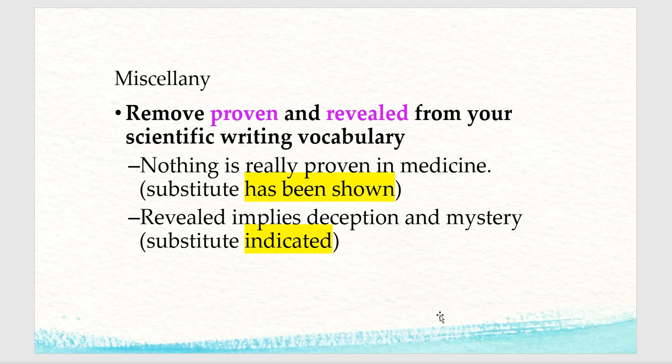Nothing is really proven in medicine. It's only true for the study population and may not be able to be extrapolated to other populations. So the substitute phrase is "has been shown" instead of proven. Revealed implies deception and mystery, which we're trying not to do in our scientific writing, so the substitute word is indicated.